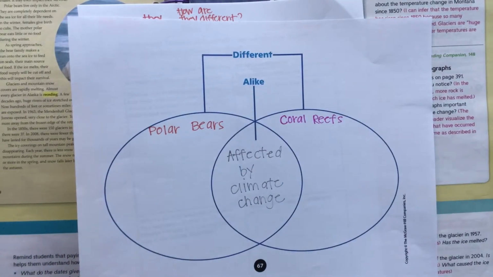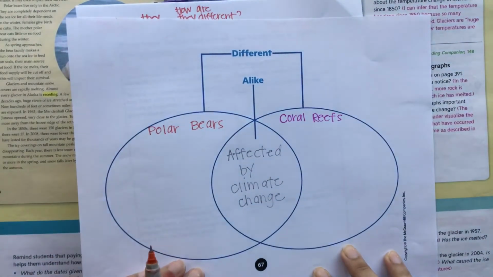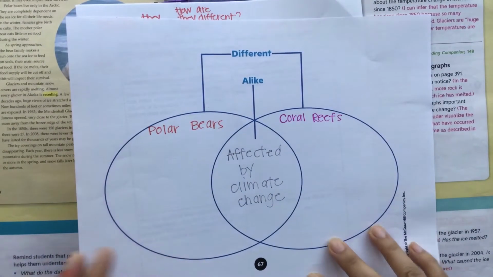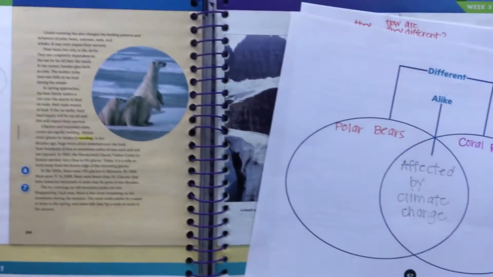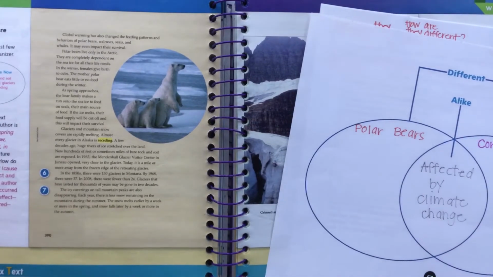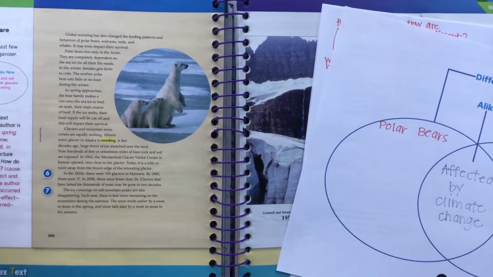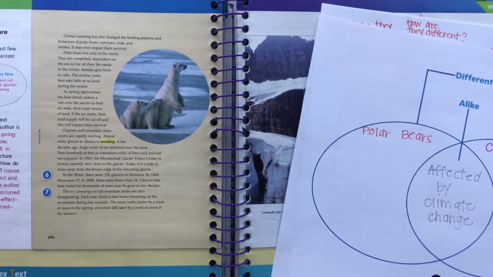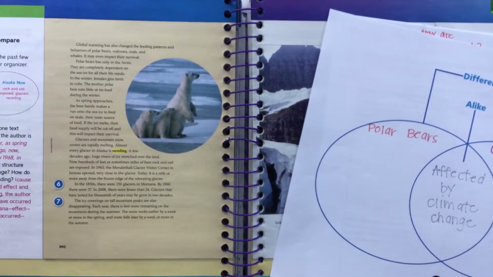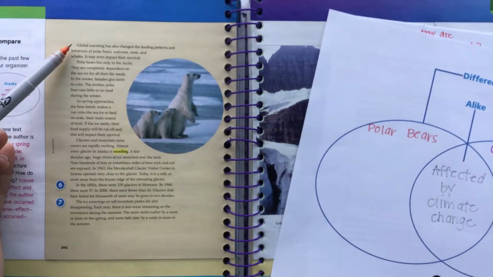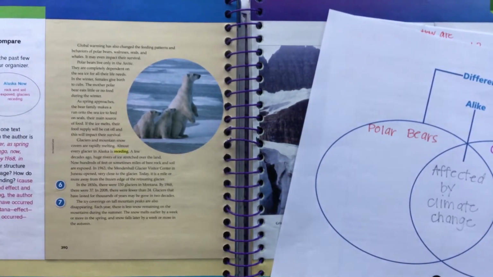Okay, so I want to find some information about polar bears. How has climate change affected polar bears? So I go back into my reading and I read about polar bears. Global warming has also changed the feeding patterns and behaviors of polar bears, walruses, seals, and whales. Okay, that first sentence tells me something has happened to polar bears. It may even impact their survival.